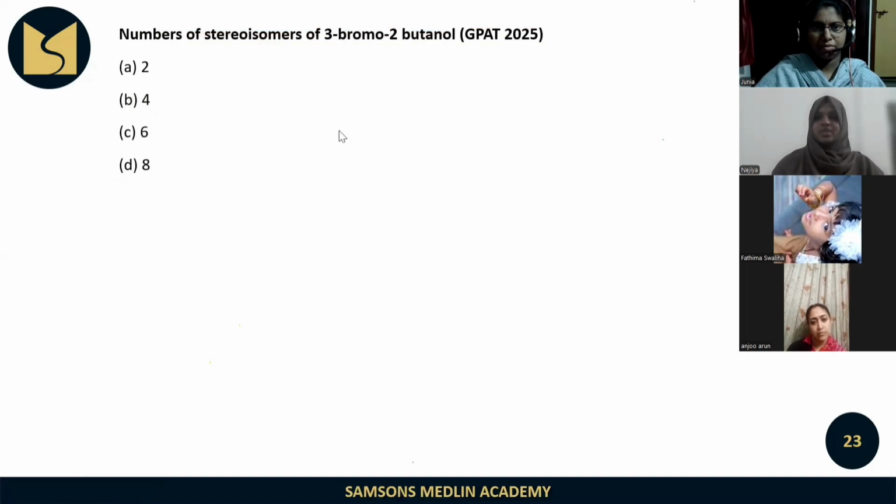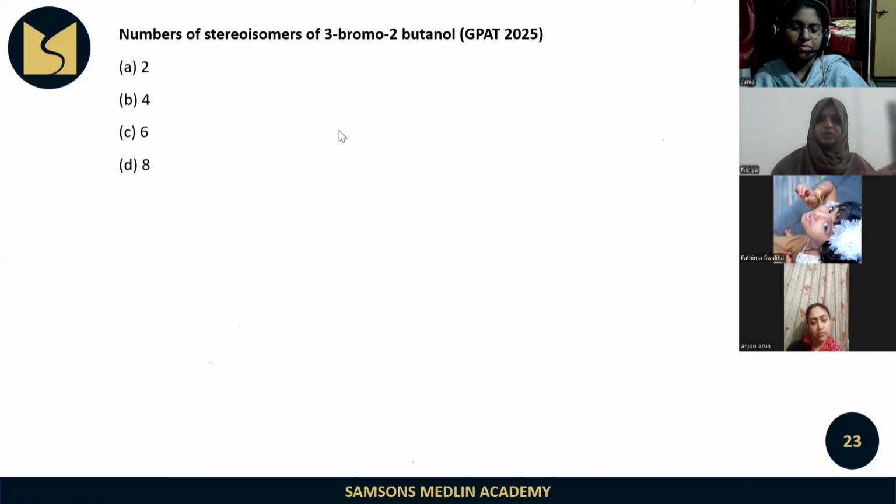This is a question taken from the GPAT 2025 exam paper. The question is: the number of stereoisomers of 3-bromo-2-butanol. Actually, the question is very simple, but we need to know what this 3-bromo-2-butanol is. We need to write the structure of that compound, 3-bromo-2-butanol. The number of stereoisomers is asked. So first we need to know what a stereoisomer is.